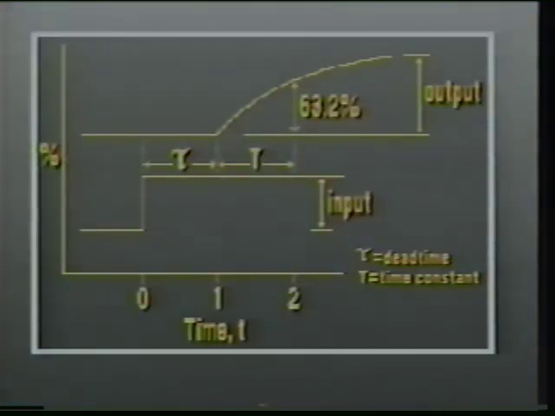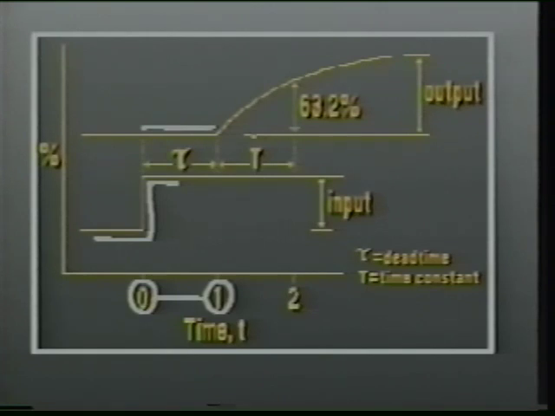The first order plus dead time process looks like this on a graph. We have a step increase in input at the time t sub o, but we must wait for a period of dead time until t sub 1 for that increase to reach the process. At this point, we can compute process dead time as t sub 1 minus t sub o.